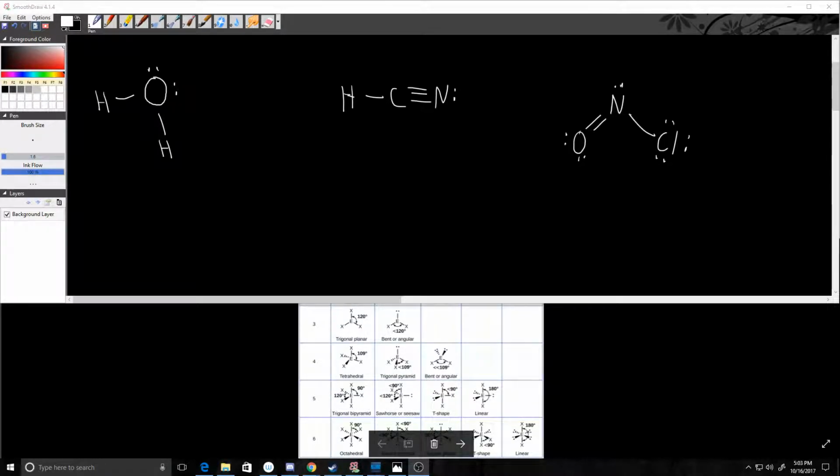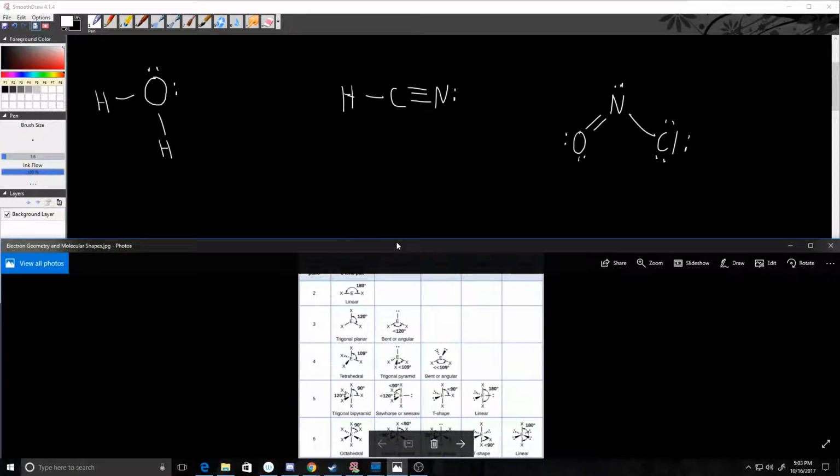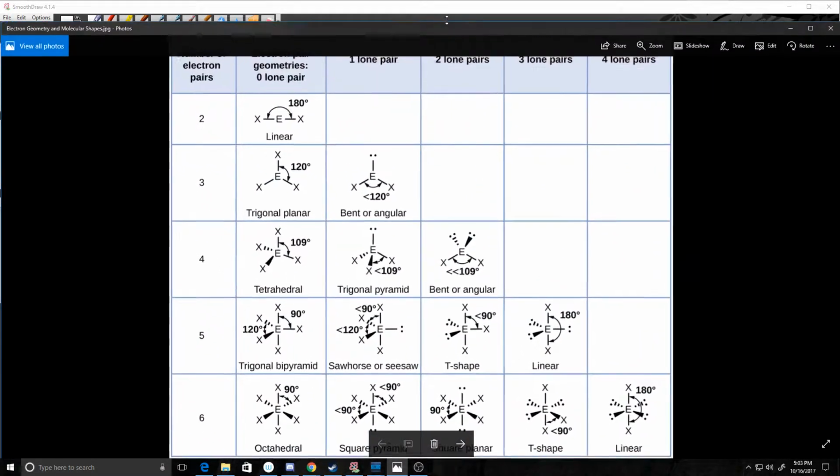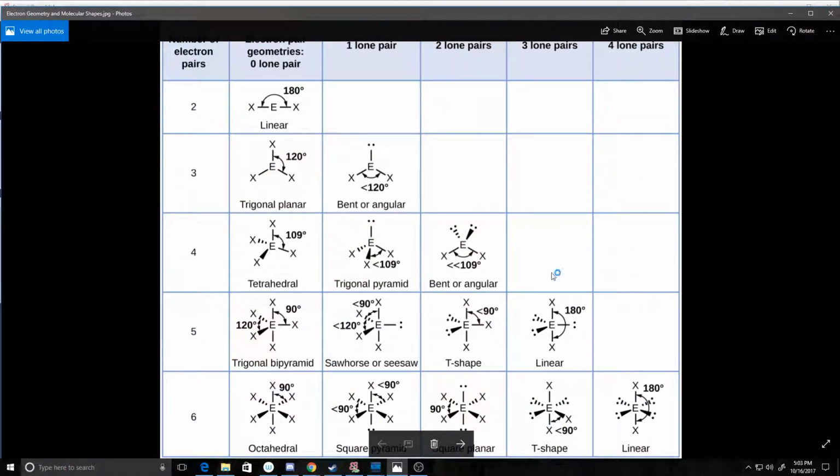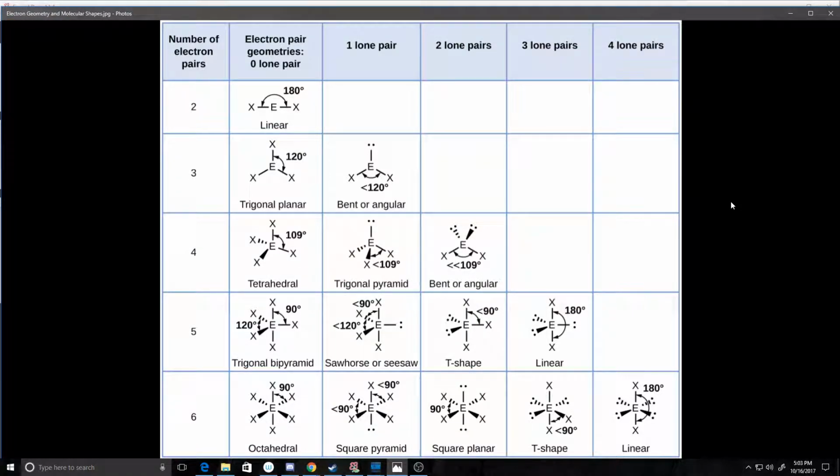All right, so today we're going to be looking at electron geometries and molecular shapes. Starting off, you have a chart that goes through some things. This is going to look at essentially both electron geometries and molecular shape.